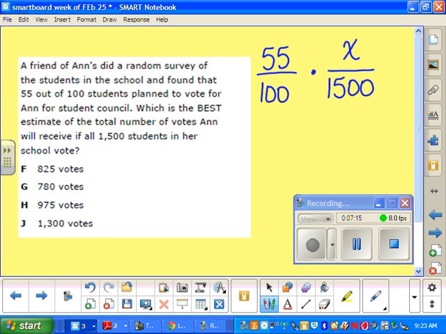Oh, you're right. Equal. But I'm just saying use the scale. Oh.